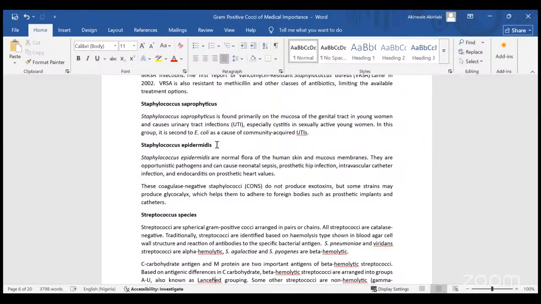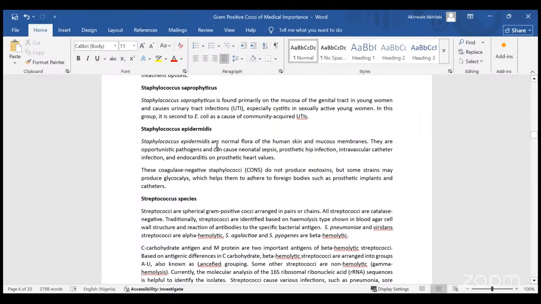They are coagulase negative because it's only Staph aureus that is coagulase positive. That's why they refer to them as coagulase negative staphylococci, CoNS. So when you hear CoNS, you know the meaning of CoNS.